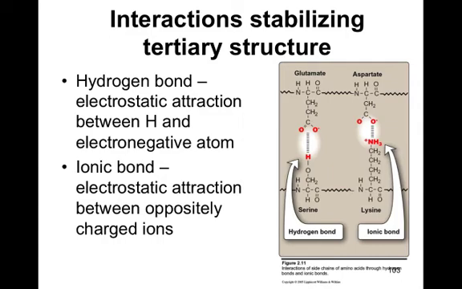And lastly, you have the ionic bond. R groups with like charges repel each other, and R groups with opposite charges can form an ionic bond. So here you have aspartate with a carboxyl group carrying a negative charge. You have lysine carrying the amino group, which is protonated and therefore carries a positive charge. So in this case, the deprotonated carboxyl group can form an ionic bond with the protonated amino group.